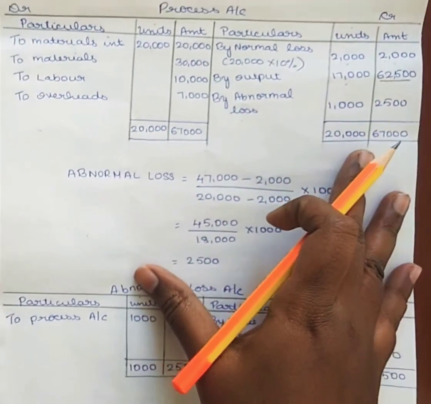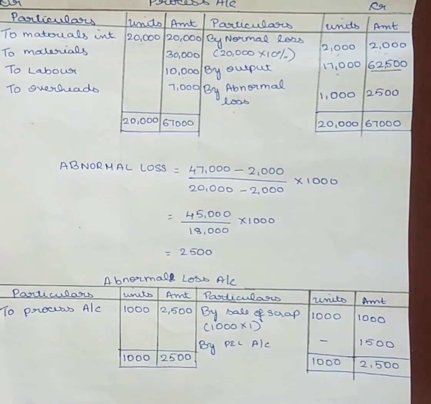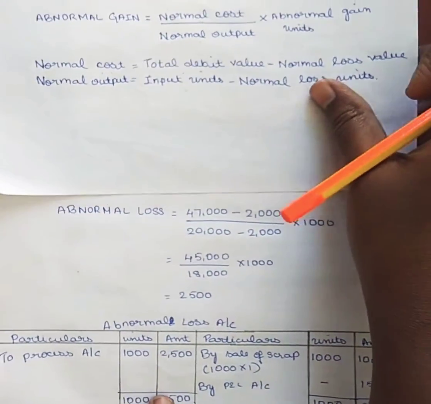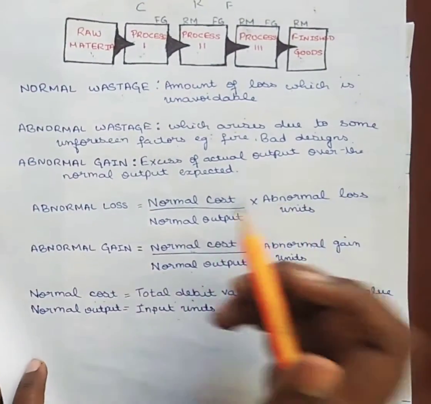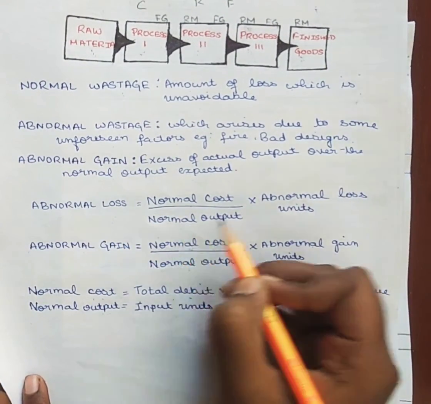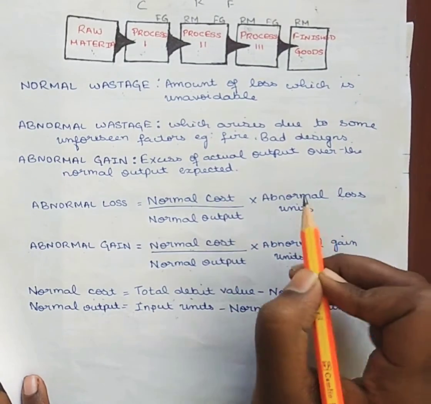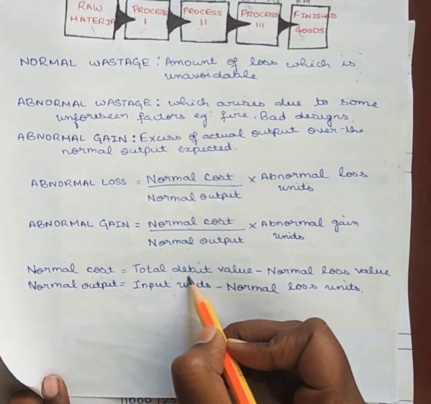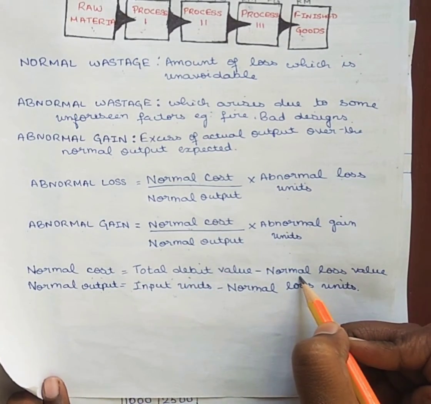Alright. Now what is the formula to calculate abnormal loss? Now look here. This is the formula to calculate the abnormal loss. So the value of abnormal loss is normal cost divided by normal output into abnormal loss units. Okay. How do we find out this normal cost? Total debit value minus the normal loss value.